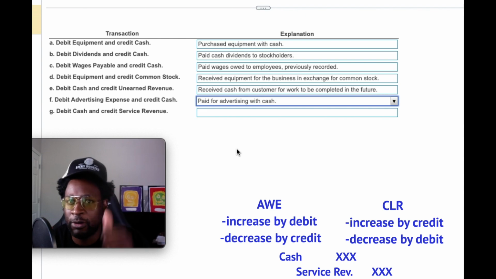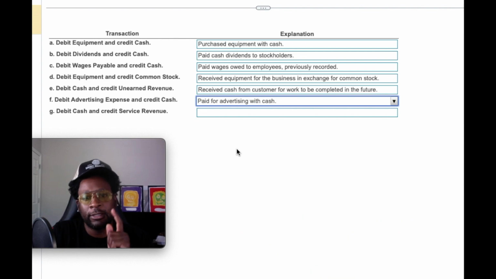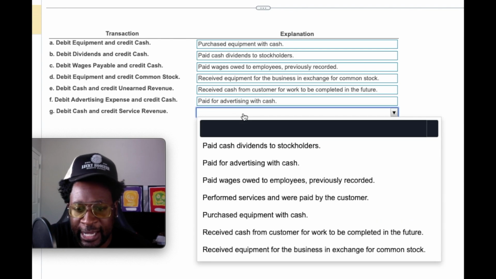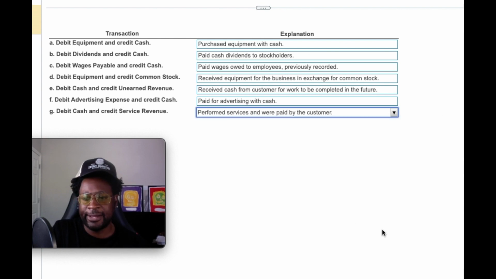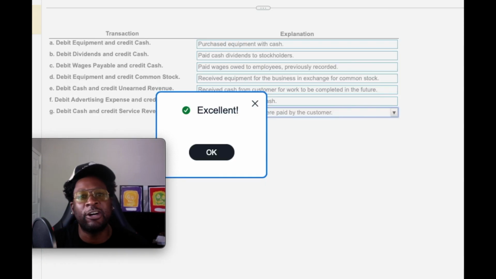Remember, gang, revenues can only be created whenever you provide a service or sell a product. So let's look at the right answer. Obviously, we performed services and we're paid by the customer. Let's check our answers. Bags all day.